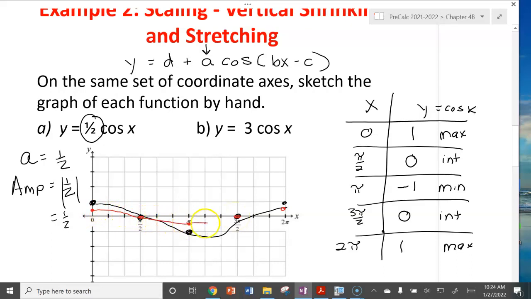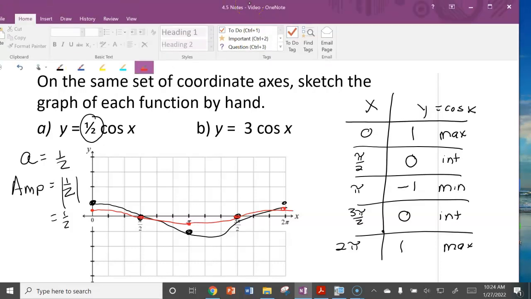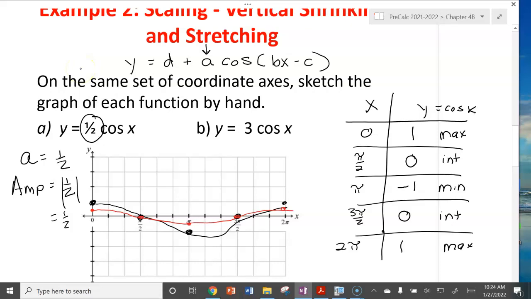So like that. You can see a vertical compression. Then the other one, 3 cosine x, that just changes the amplitude, but instead of being 1, it's now going to be 3. A equals 3, so from there my amplitude is 3. So here's 3, that stays at 0, negative 3, 0, positive 3. There you go. Now we've got our cosine graph of the 3 cosine x.